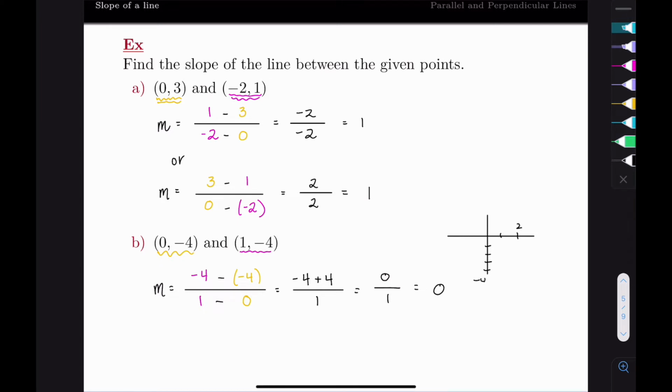So we plot the point 0, -4, and then 1, -4. It's just a horizontal line. So no change at all. So again, biggest thing to take away, it makes no difference which point you pick to be first, as long as you are consistent.